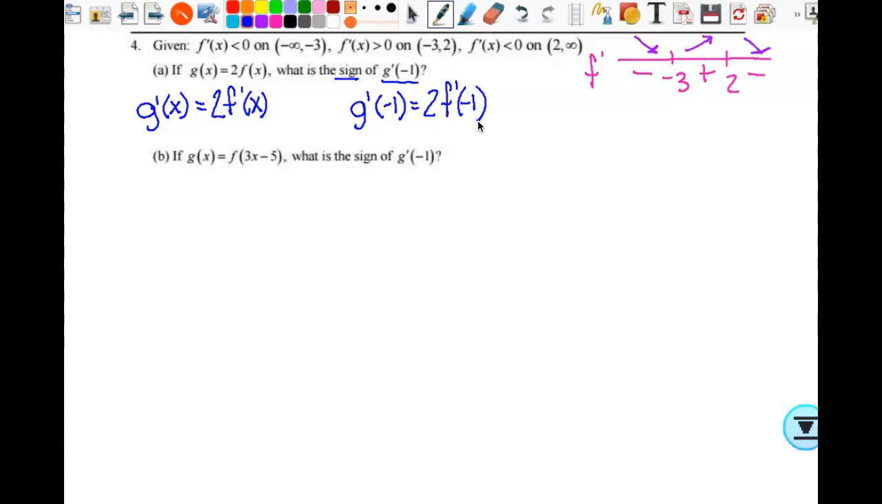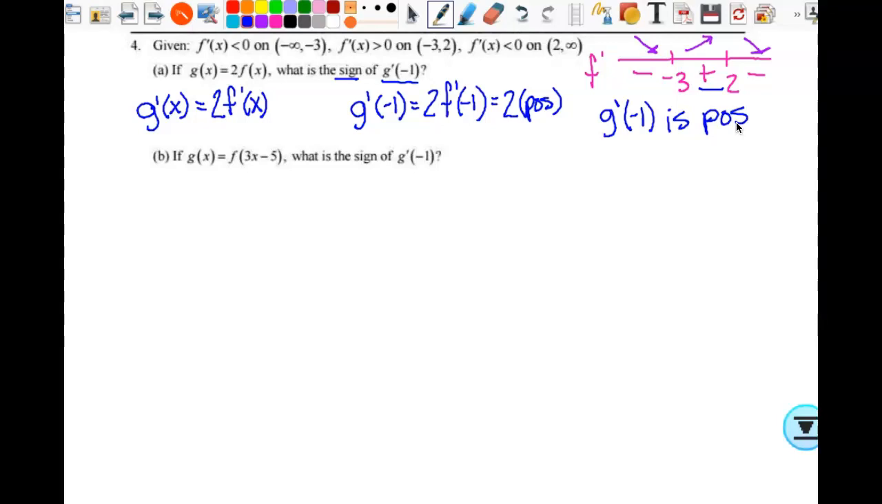Okay, so tell me something you know about f prime of negative 1. It's positive, because negative 1 fits in here, right? So that means g prime of negative 1 is 2 times some positive number that we don't know what it is. So that means that g prime of negative 1 has to be what? It's positive. Does that make sense? It's reasoning through it. It's fine that we can't find it, and you don't want to get stuck on how do I find that, what's going on there. All right?